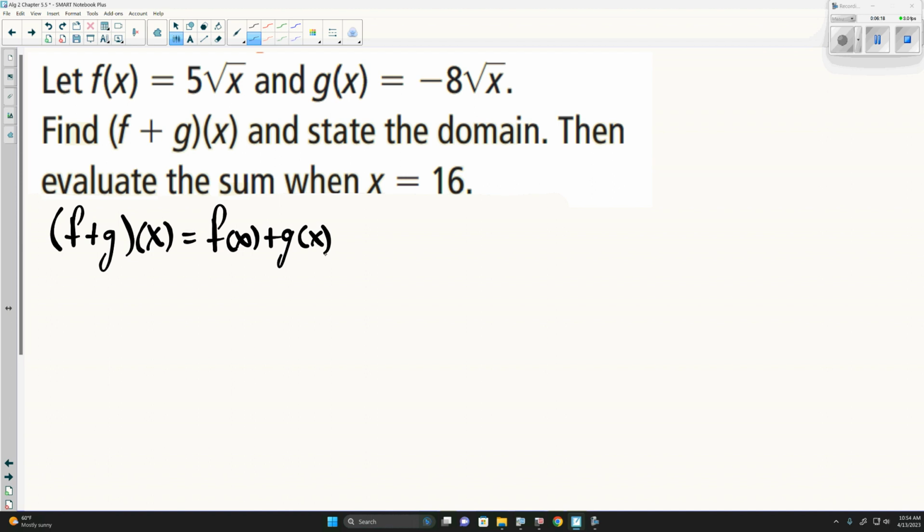So again, we're given f of x and g of x. F of x is 5 square root of x. G of x is negative 8 square root of x. We want to find f plus g of x. We're not focused on the domain. Then evaluate when x is 16. Well, for us here, f plus g of x is the same as f of x plus g of x. Now we can replace f of x with its function, which is 5 square root of x. G of x is negative 8 square root of x.